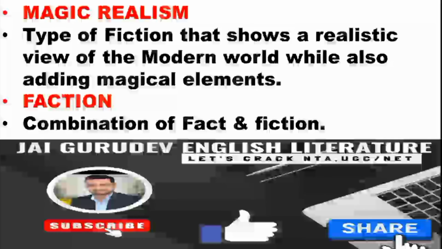The next and the last feature of postmodern literature is historiographic metafiction. What is it? It is the combination of fact and fiction. It's a type of historical novel that shows actual events and historical figures woven with fictional events. So when we talk about fact and fiction, this is all about it.